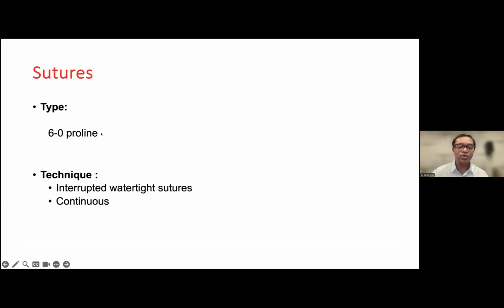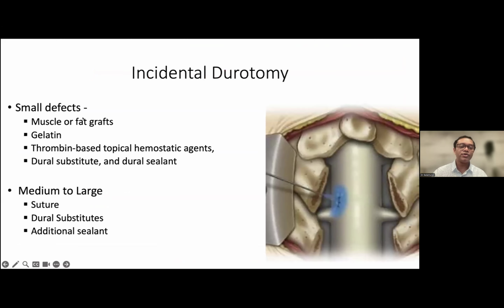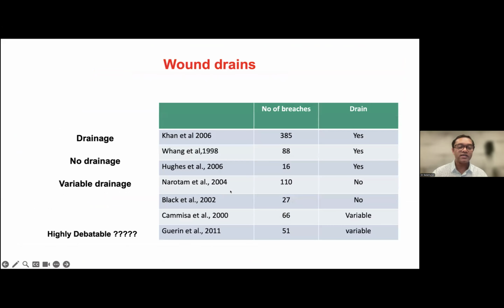So you use a 6-0 proline, you can use interrupted, you can use muscle graft, and then followed by that you can use dural substitute, TCL, TacoSeal, and various other things.